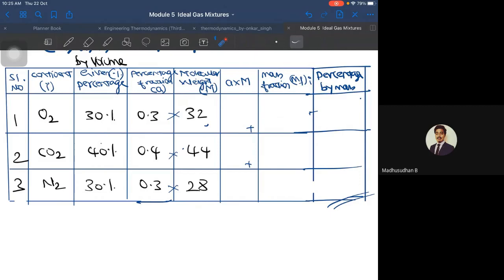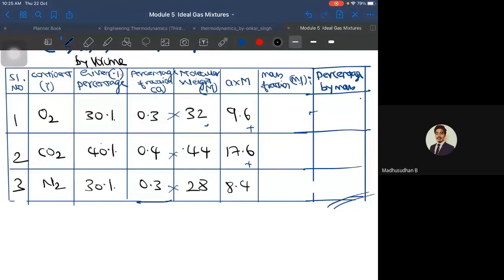Now, A cross M, 0.3 into 32, 9.6. 0.4 into 44, 17.6. I need others to answer. Everyone should answer now. 0.3 into 28, 8.4. Now I'll be asking individually.